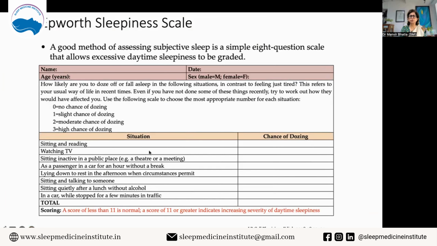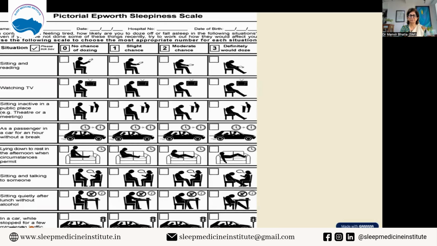This is another way that you can keep it in your clinic. 0 is no chance of dozing, and 3 is a high chance of dozing. You ask the patient to give their details for these 8 questions, and you write the score here. A score less than 11, that means up to 10, is considered normal, and a score more than that indicates severe daytime sleepiness, which should be evaluated.